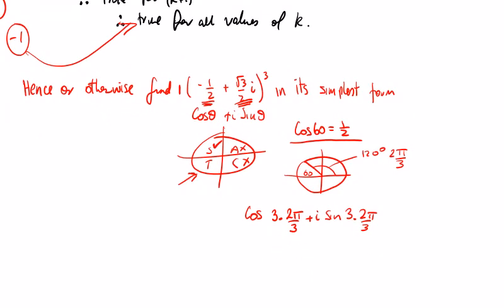So that's going to be the cos of 360. The cos of 360 is at this point here, 0, 1. So the cos of 360 is 1, and the sine of 360 is 0. So this is going to be 1 plus 0i.